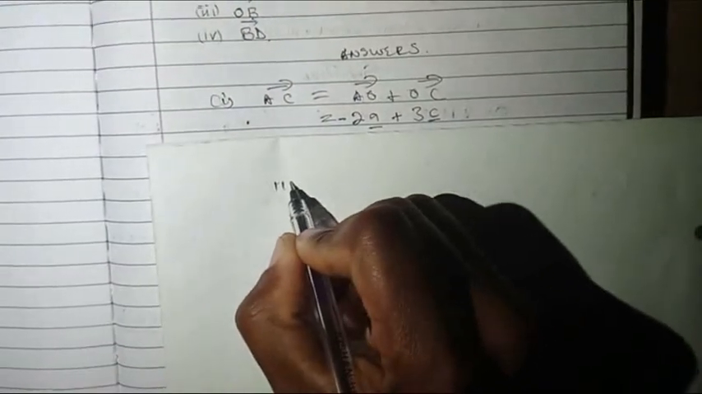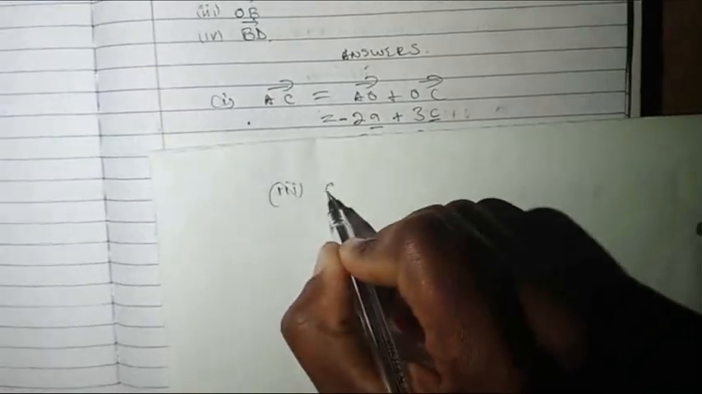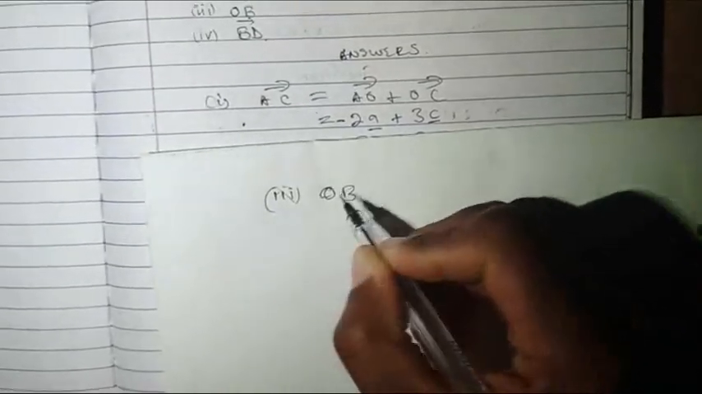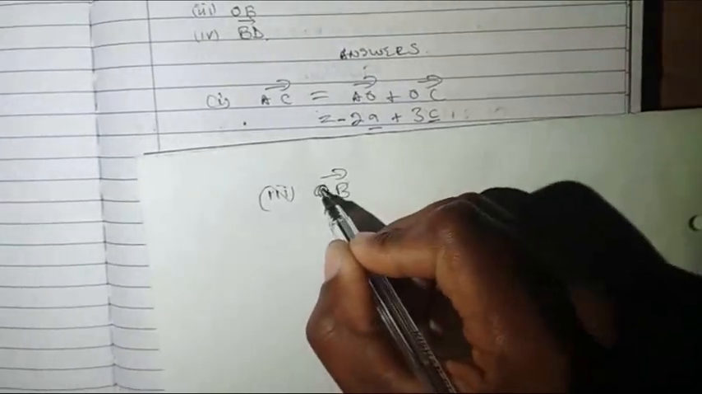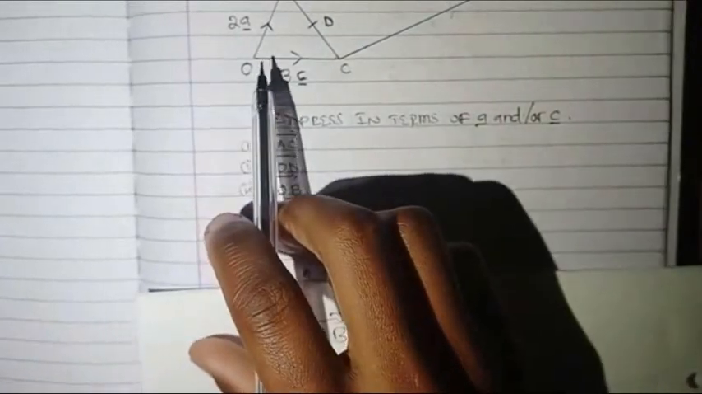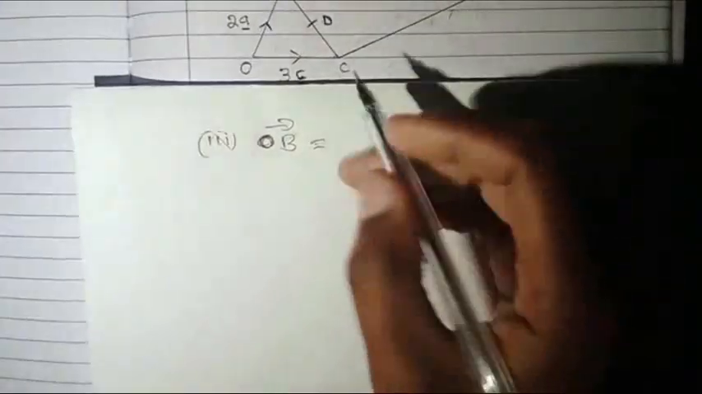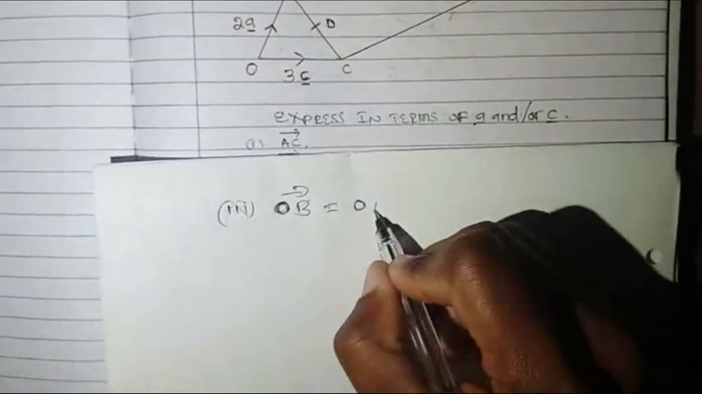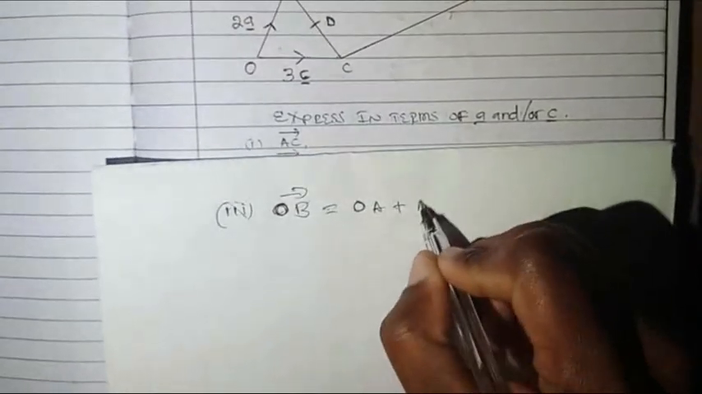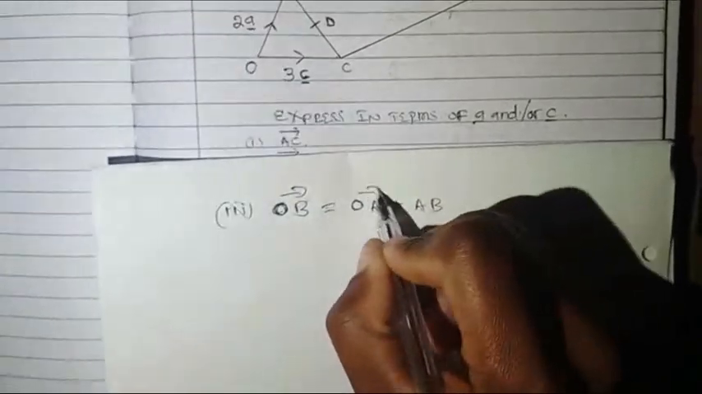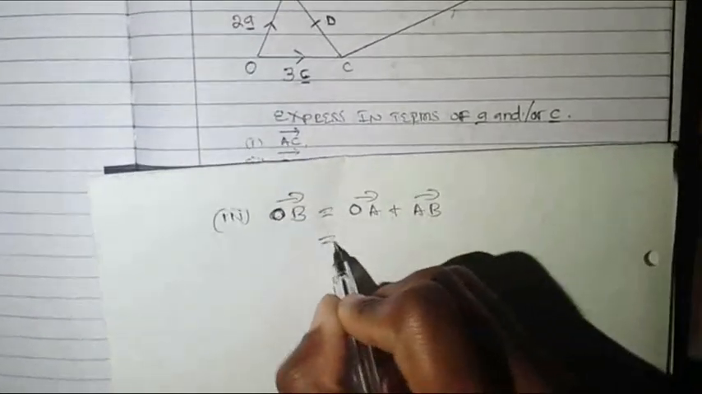So this is question 3: OB. How in the world are we going to find OB? If you look at our diagrams here, to find OB we need to move from O to A and then from A to B. OB is equal to OA plus AB. So these are easy vectors.